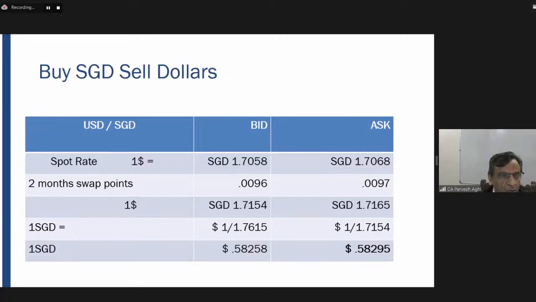Now, since the quote is in terms of dollars, it is a dollar quote. But we want to buy Singapore dollars, so we'll convert that into a Singapore dollar quote. So 1 Singapore dollar will be 1 divided by 1.7165. This has been jumbled, so we can make a correction here. It should be 1 divided by 1.7165. I'll just make it right away.